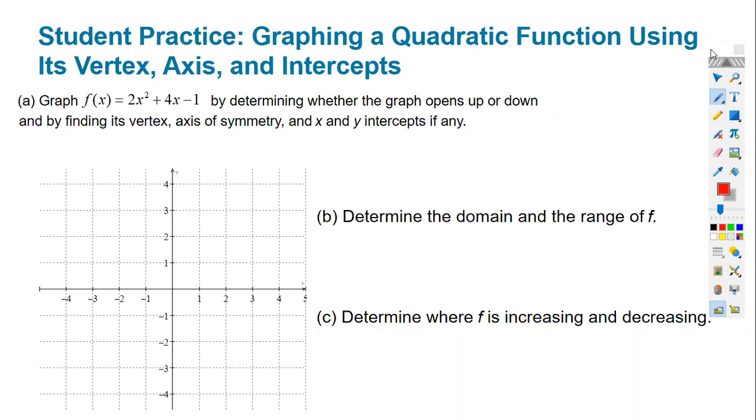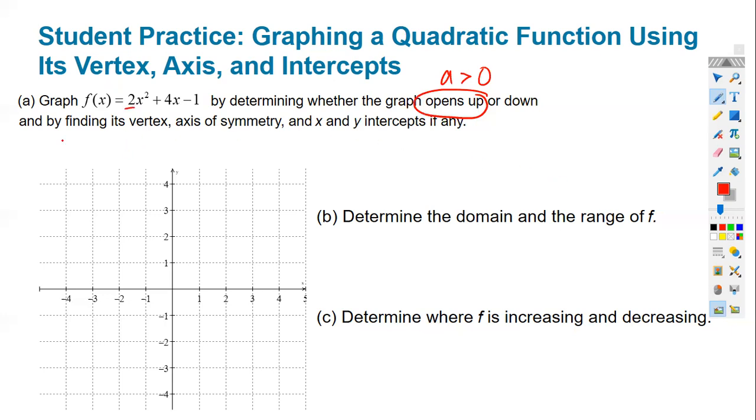So for your student practice, you had f of x equals 2x squared plus 4x minus 1. And you wanted to determine the graph, find the vertex, symmetry, graph, and all that good stuff. So the first thing you notice here is, is it up or down? Well, this opens up because our a is greater than 0. Our a is 2, okay?